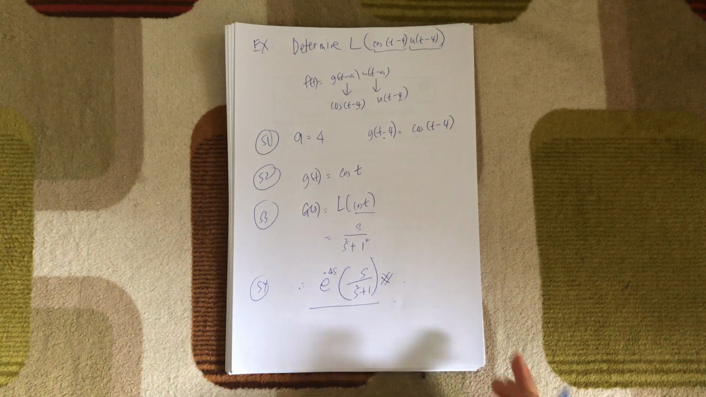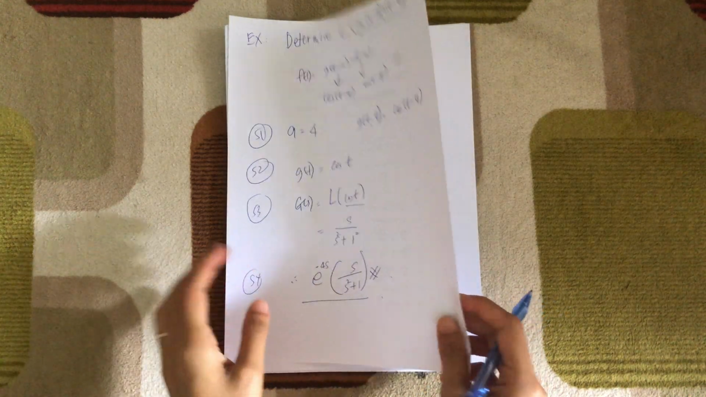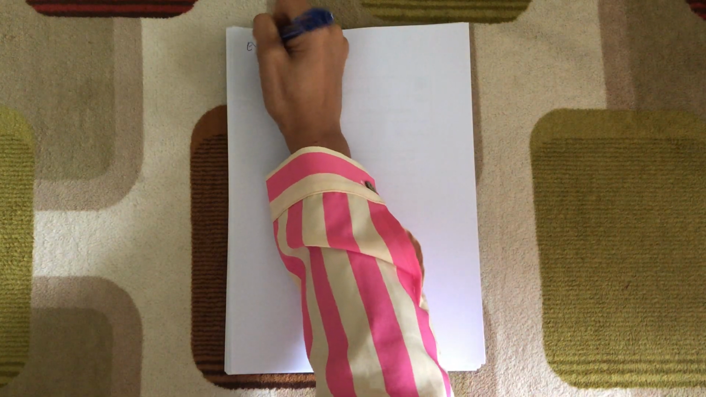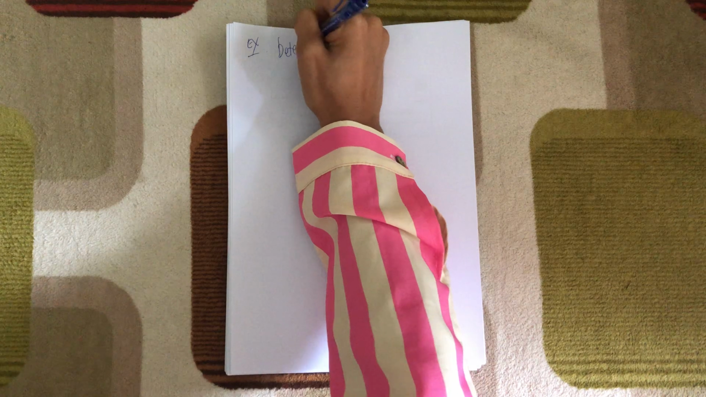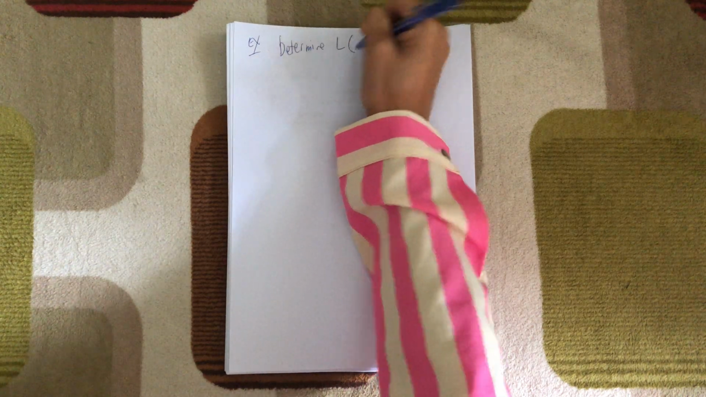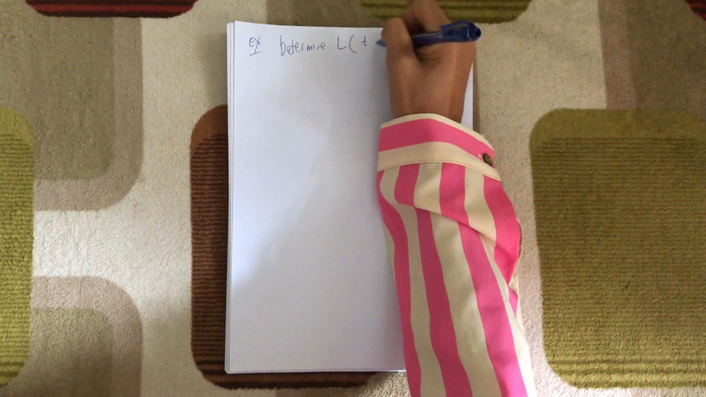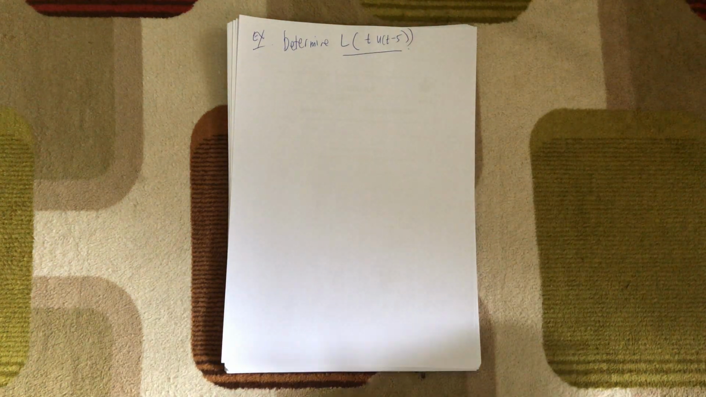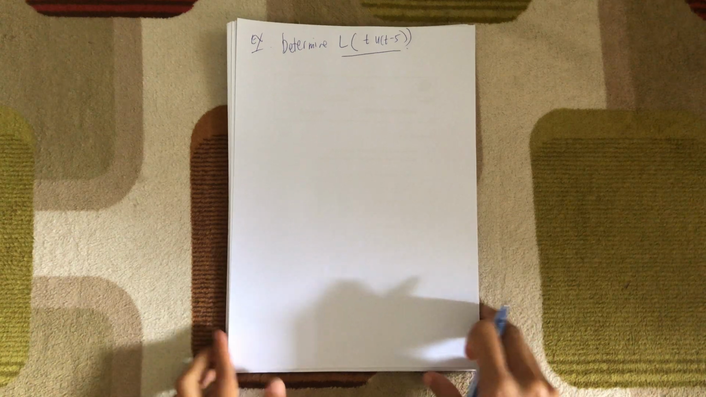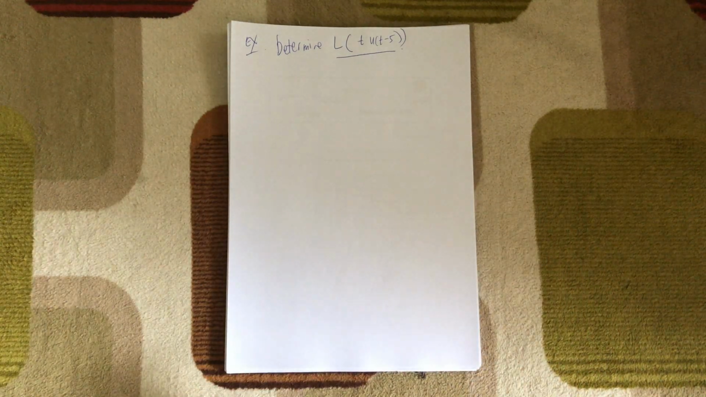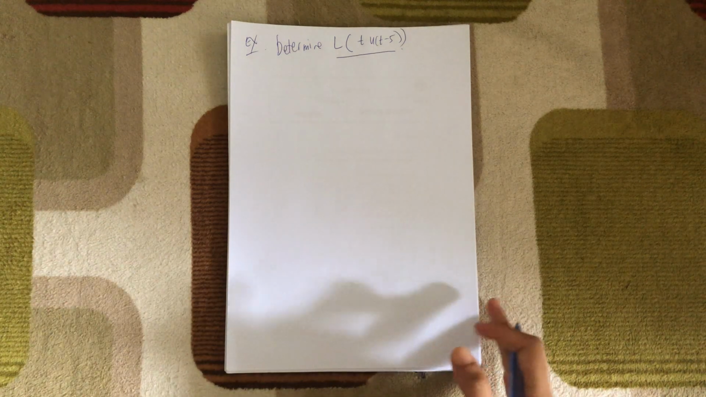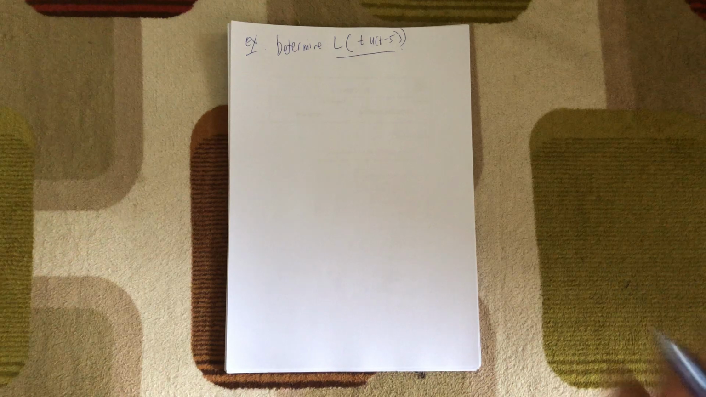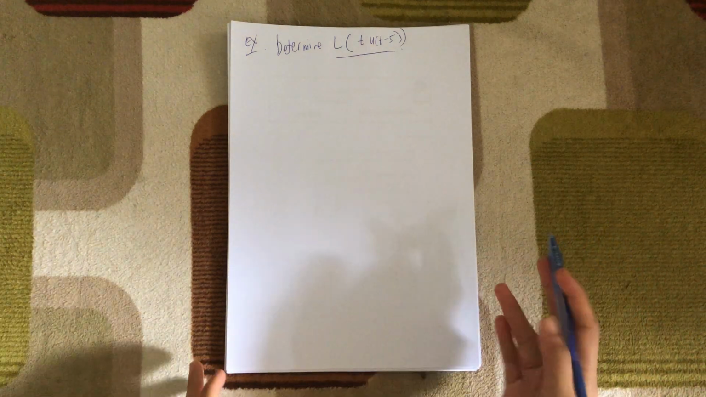Alright, okay, one more example before we proceed to the other topics in unit step function. So determine the Laplace transform for t u(t-5). Okay, can you see what's the difference between this example and the previous example? What's the difference that you can spot?